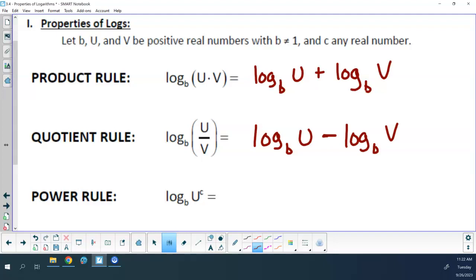Now those two, I want to say that we're going to use them a lot, but we're not really going to use those as much as the next. The third one we use a ton, and that's the power rule. If you've got a power, an exponent inside your argument, you can put that out in front.